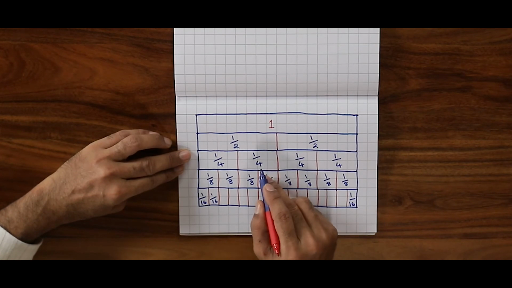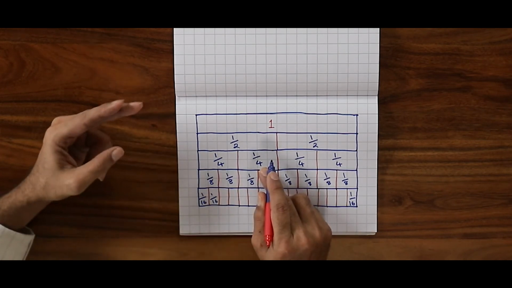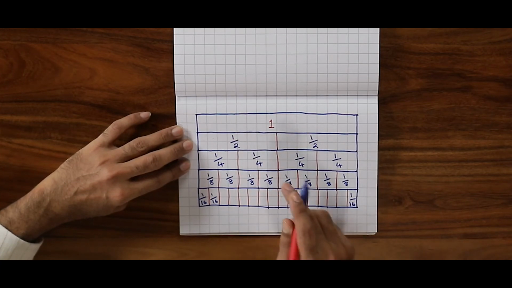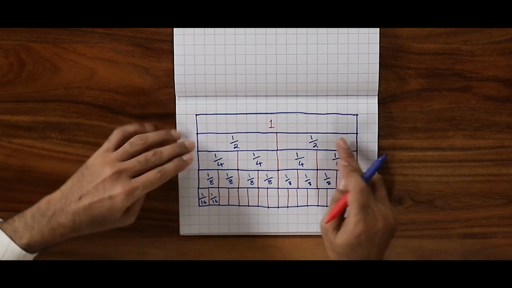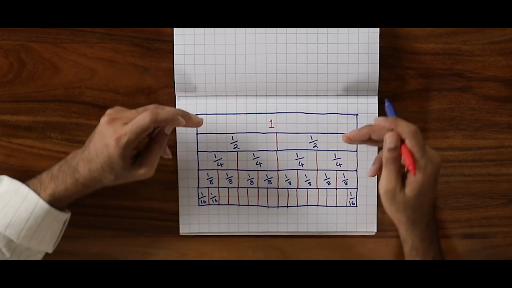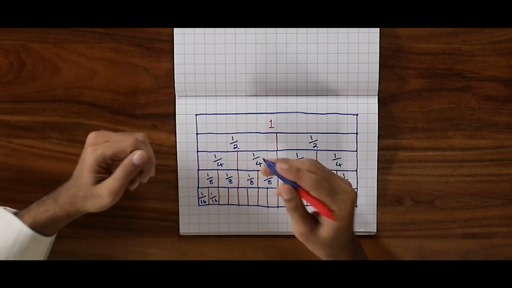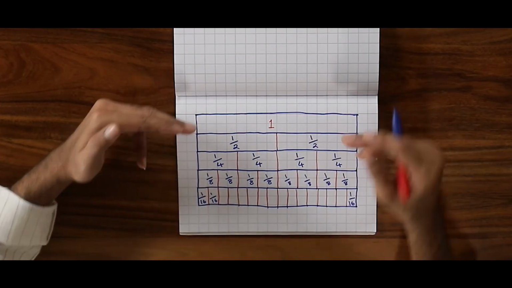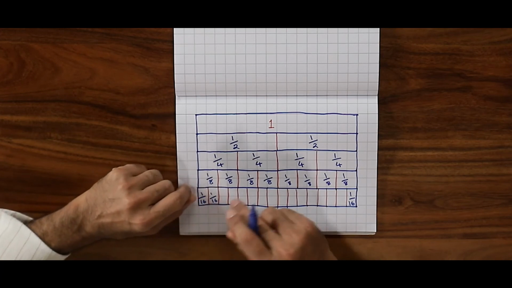If we take 2 of these, it would become 2 of 4. This would be 1 of 2. If we add 1 by 2 and 1 by 2, we get this 1. What full object we started with, we get the whole thing back.